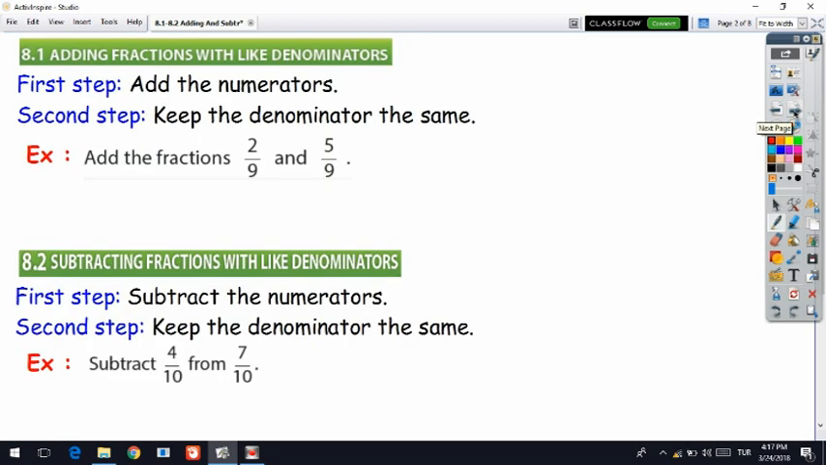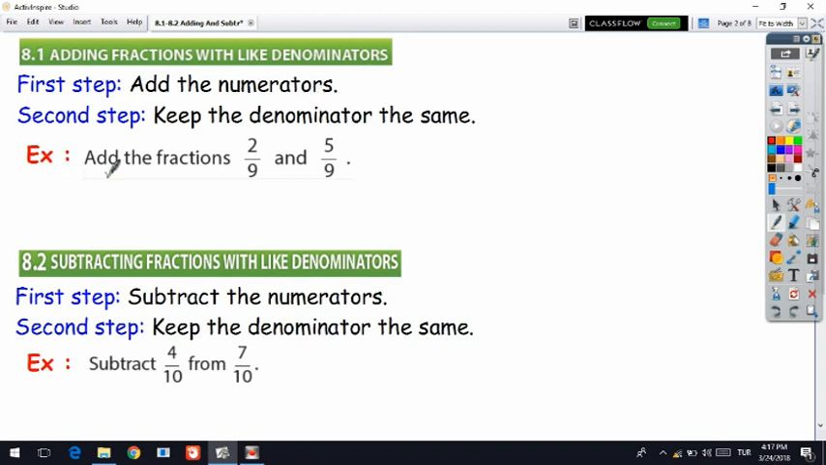In this chapter, first we are going to talk about 8.1, adding fractions with like denominators, and 8.2, subtracting fractions with like denominators. Today we are just going to talk about like denominators. Okay, now let's look at the first, 8.1. How can we add fractions with like denominators? First step, add the numerators. Second step, keep the denominator the same.